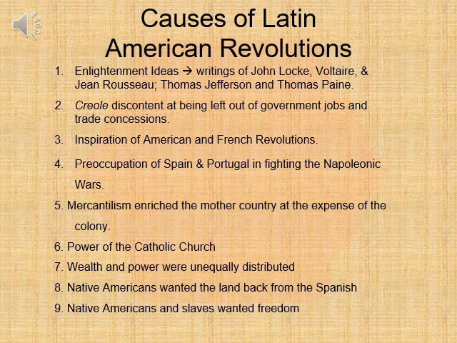the preoccupation of Spanish and Portuguese forces in fighting against the French in the Napoleonic Wars, mercantilism enriching the mother country at the expense of the colony, the fluctuating power of the Catholic Church, how the wealth and power were unequally distributed in colonial powers, the Native Americans who wanted their land back from the Spanish, and the Native Americans and slaves who sought and fought for freedom.